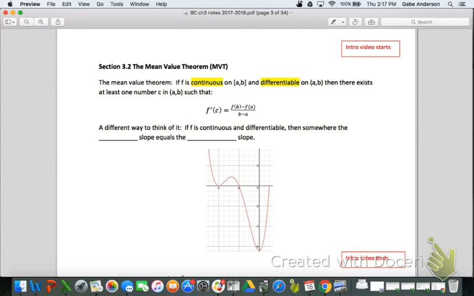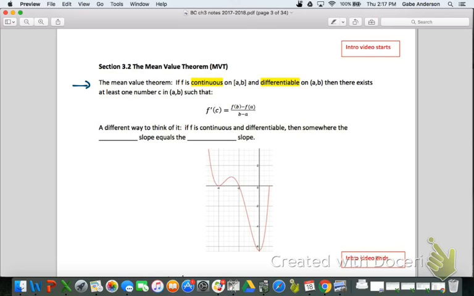All right, this is the intro video for Calculus BC, section 3.2. And in section 3.2, we're going to be talking about the MVT, also known as the mean value theorem. So we're just going to jump right in here. The mean value theorem is stated right here.